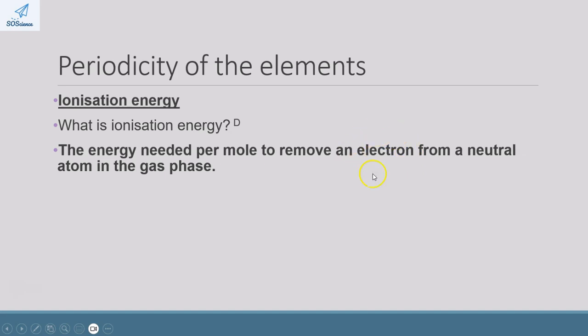To remove an electron from a neutral atom in the gas phase, and that's just because we want to standardize it. We don't want to remove an electron from an ion in the solid phase in one example, and then a neutral atom in the gas phase in another example, because then we're not making a true comparison.